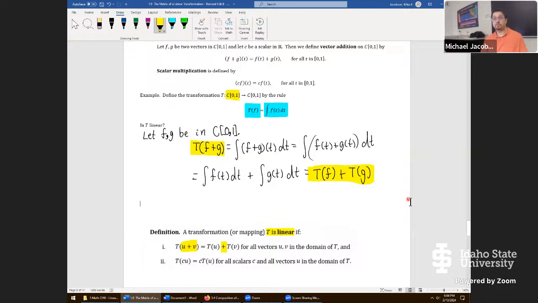Any questions at the moment so far, folks? Okay, let me see if I can zoom out just a touch on this thing.